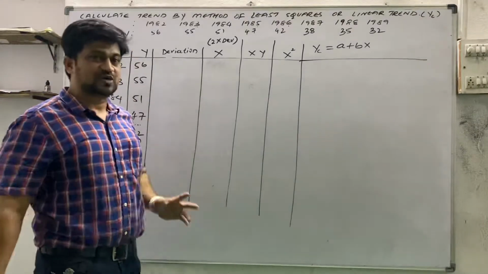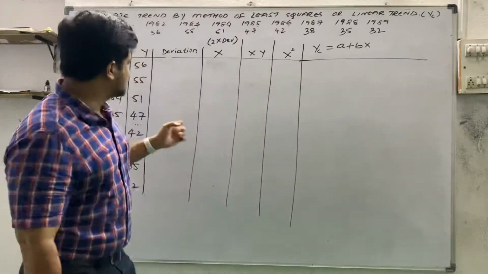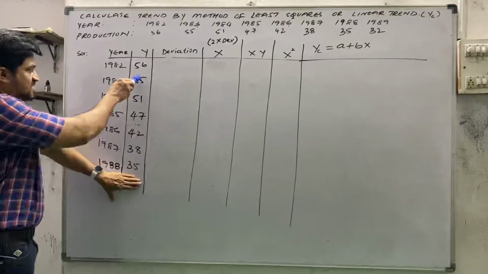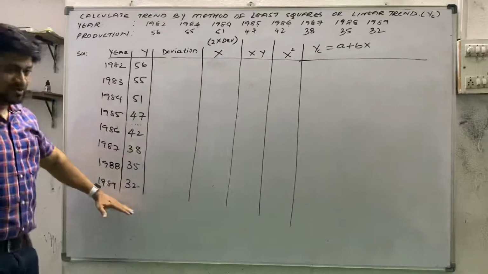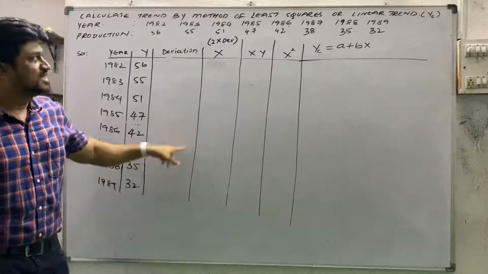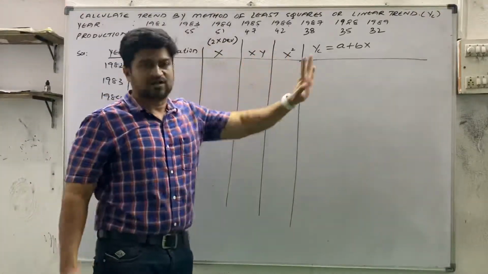Previously, the values were 5 or 7, so we got a center there. Suppose this value is not there; where will we find the center? First class, second class, third class, this value will be the center. Because 8 values are there, we are not getting a center. That's why we will find the deviation from the mid-year. Then we will find x, which is 2 times the deviation, then xy, x square and Yc.